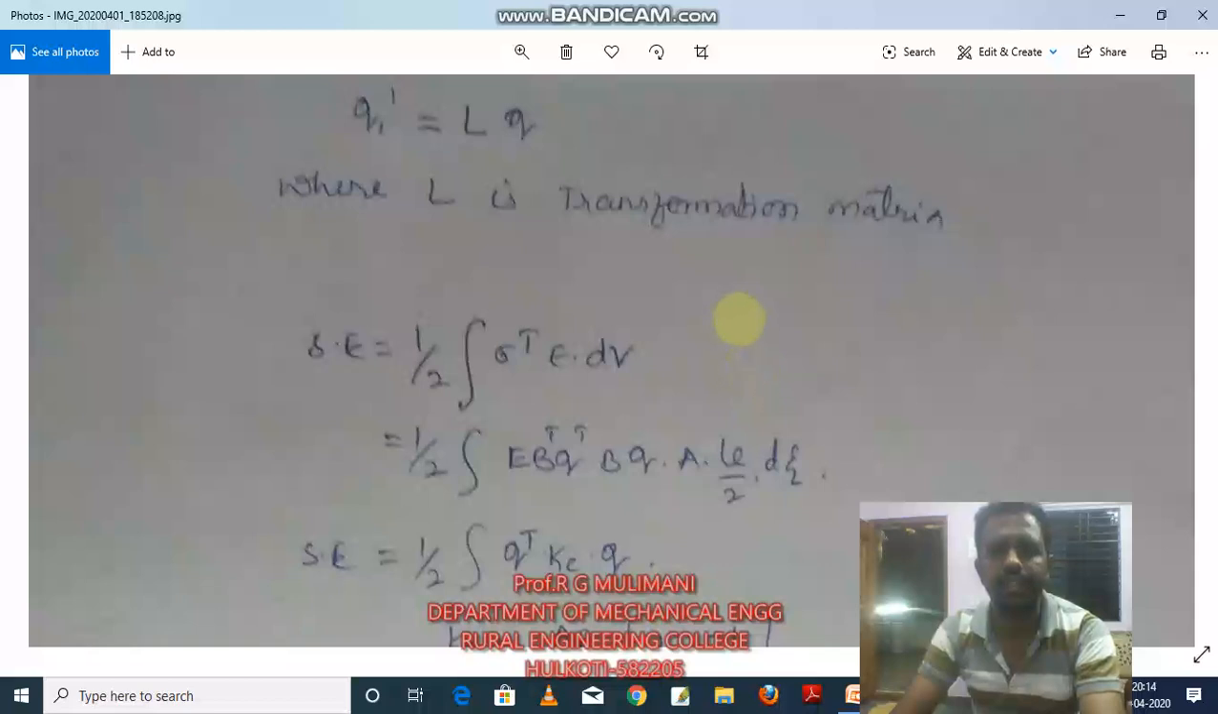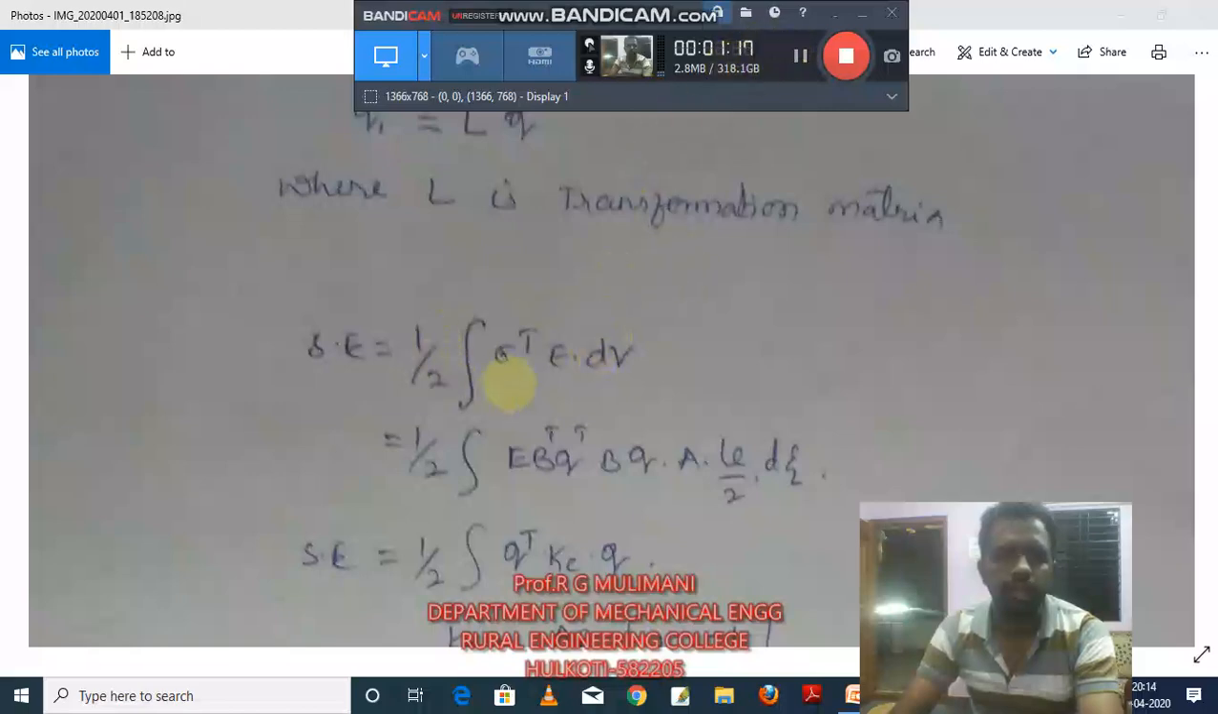Already we have derived the stiffness matrix for the bar element. What is the stiffness matrix for the bar element? K is equal to AE by L times the matrix 1, minus 1, minus 1, 1.